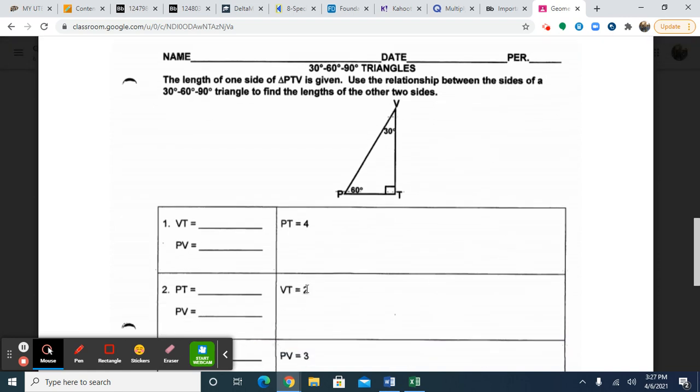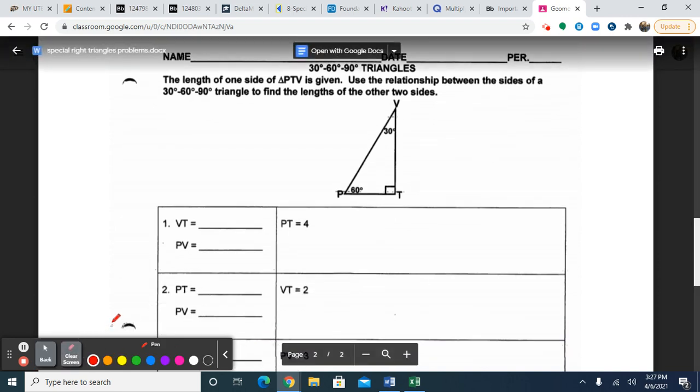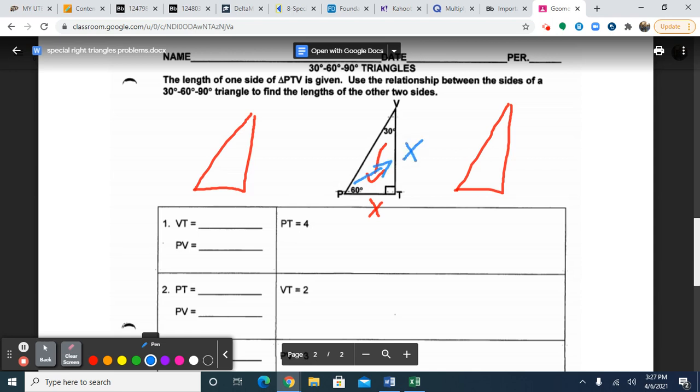Now, when we look at the 30, 60, 90 triangles, there are three options. There are three ways that you could be presented with the answer. We're going to have the shorter side, which is opposite of 30. That's going to be x. We're going to have the medium side, which is opposite of 60. That's going to be x square root of 3. And then we're going to have the hypotenuse, which is opposite of the 90-degree angle, which is going to be double x.